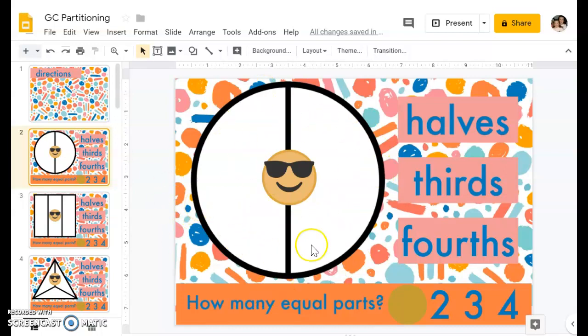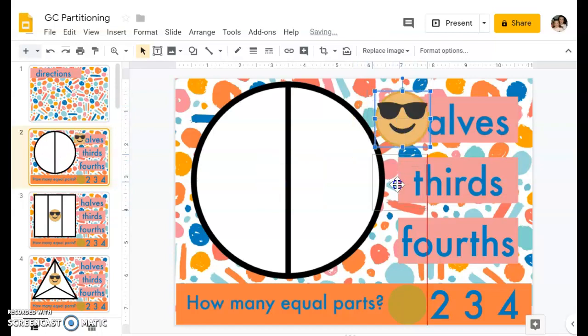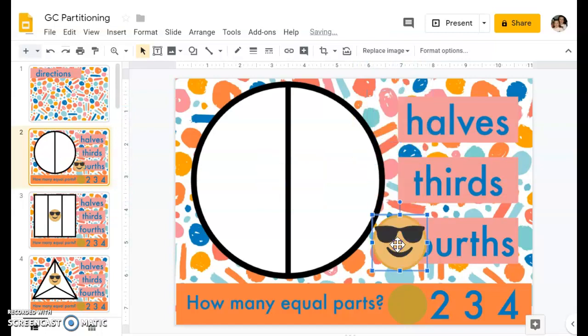So each shape is on the left of the screen. It's a white shape with black lines through it. You're going to move your smiley face to either halves, thirds, or fourths, depending on what the shape is divided into.